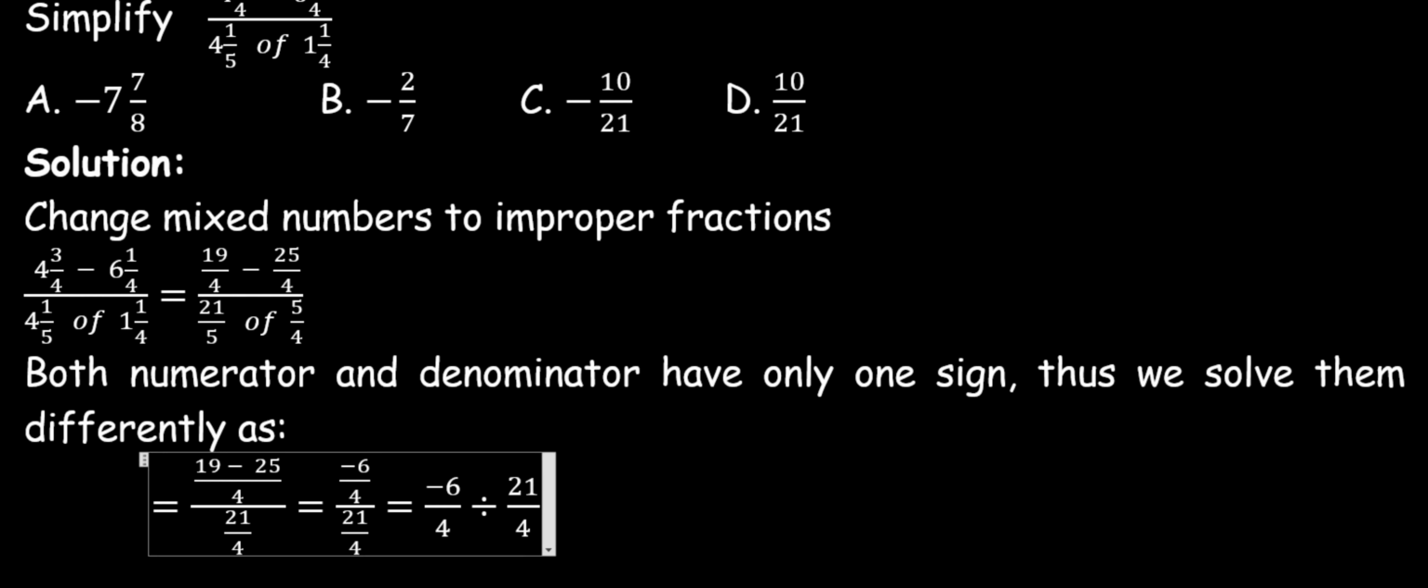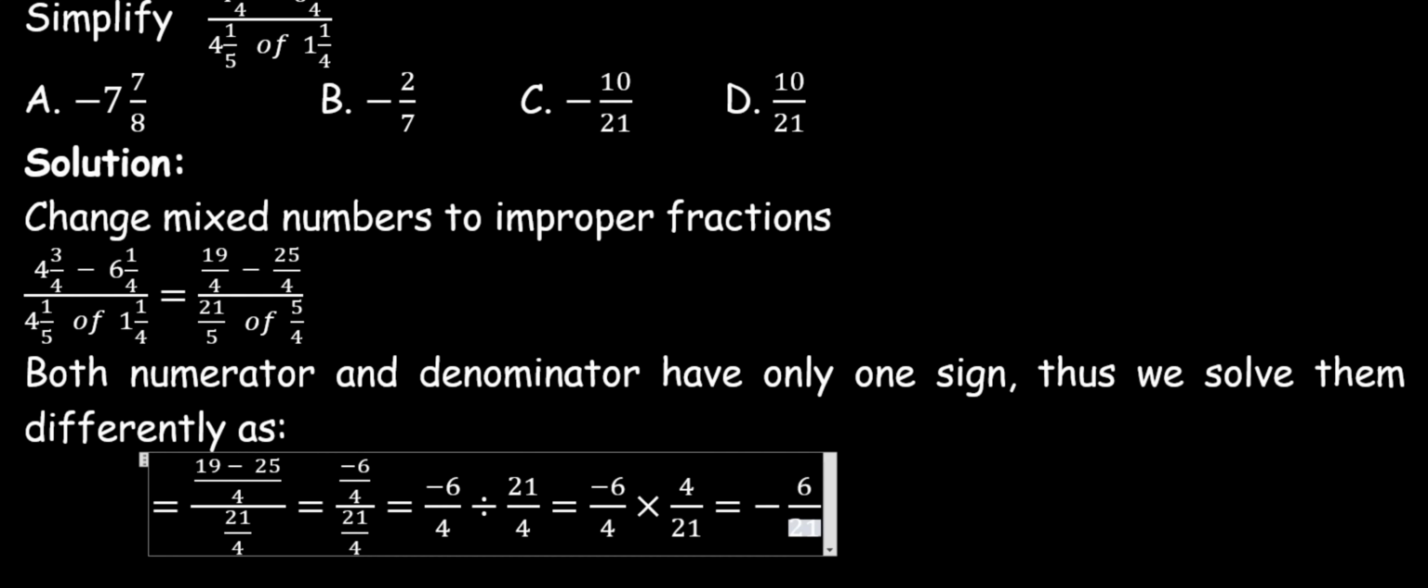Changing from division to multiplication, we now have our answer equal to minus 6 over 4 times 4 over 21. Then we cancel out. The result will be minus 6 over 21, and that is the same as minus 2 over 7.